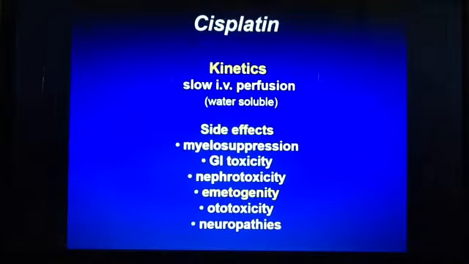Cisplatin kinetics, pharmacokinetics: first it is given by slow IV perfusion, and it is water soluble. Side effects: myelosuppression, GI toxicity, nephrotoxicity, and emetogenicity, and there is ototoxicity and neuropathies. So if you remember from Taxane that the ears in the shape of the C's, and in the kidneys, you know that cisplatin will cause nephrotoxicity and ototoxicity. This is very common with cisplatin.